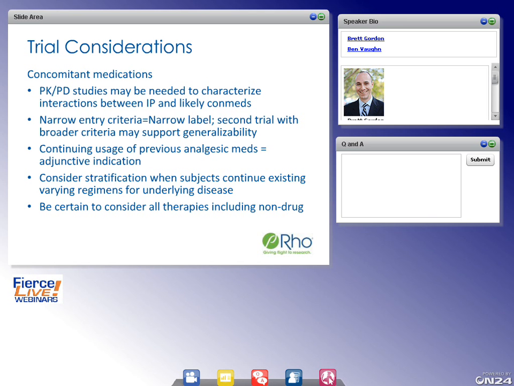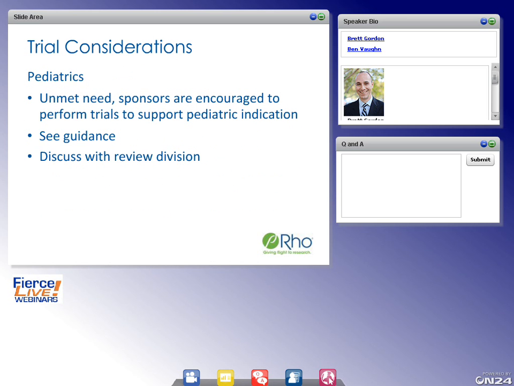I'm not going to spend that much time talking about pediatric populations, but in general, it's an unmet need, and sponsors are encouraged to perform trials to support pediatric indications. The guidance does go on to explain that extrapolation of efficacy data from adult trials may be appropriate down to 2 years of age, and you would only require PK and safety studies in these instances. For children under 2, full efficacy, safety, and PK studies would be recommended.